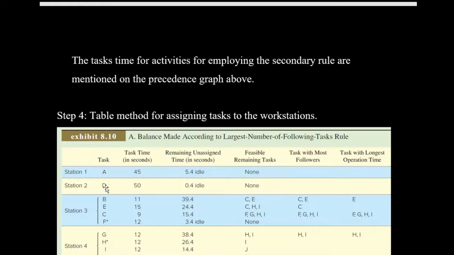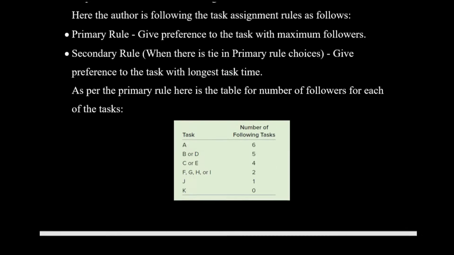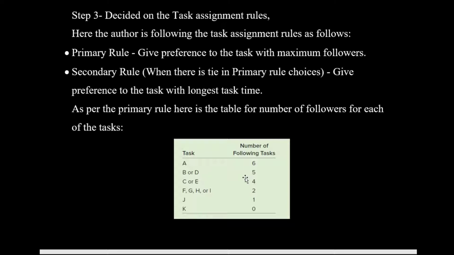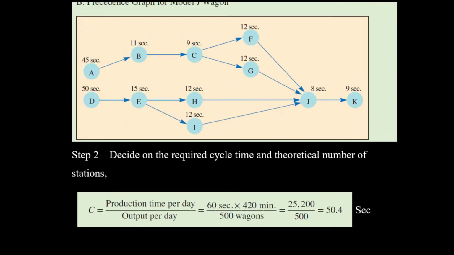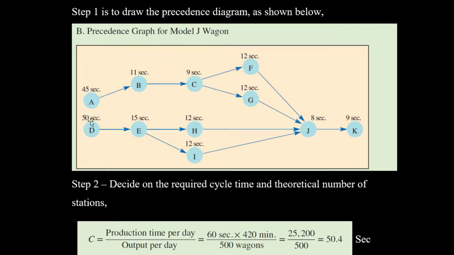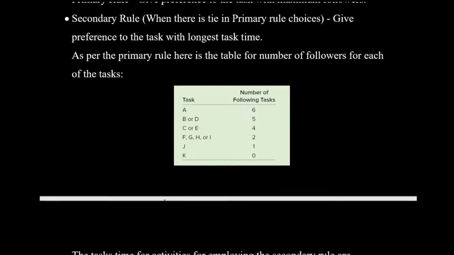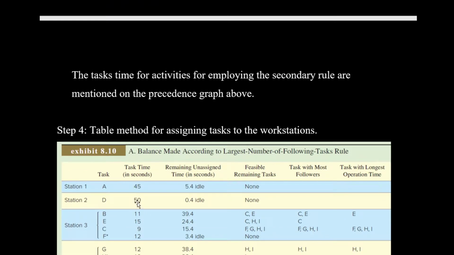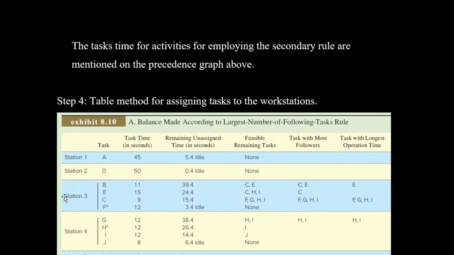In station 2, obviously we can put either D or B. When there is a tie we have to look at the task time. The maximum task time is of D, hence we put D in our second workstation. It will require 50 seconds and the remaining time will be 0.4, and nothing can be done in 0.4 and there is no feasible remaining task, so this will also go as idle time.